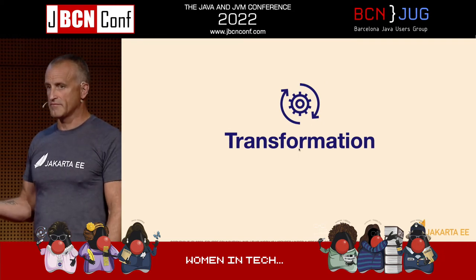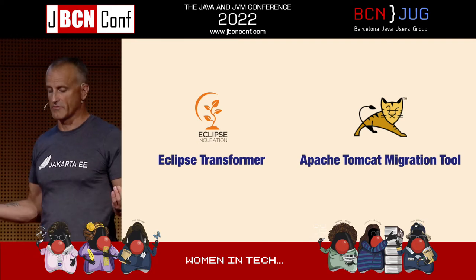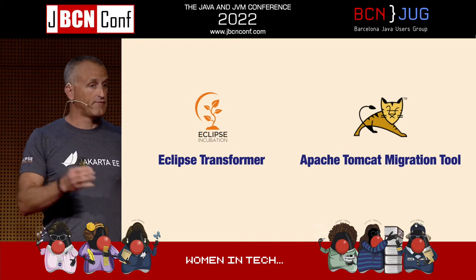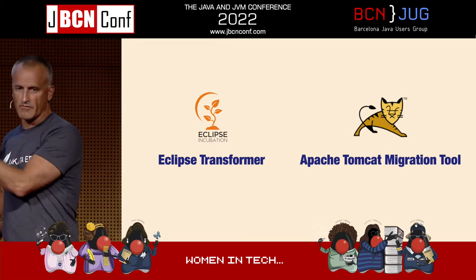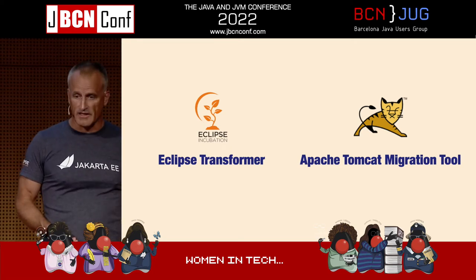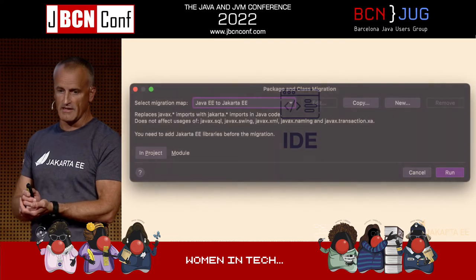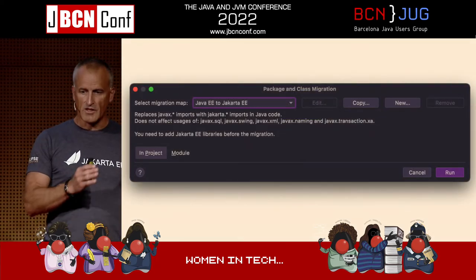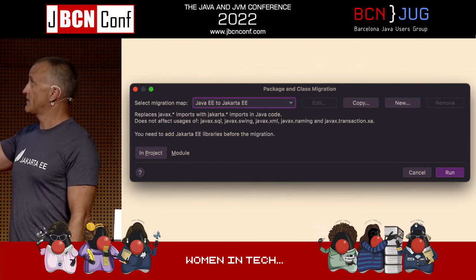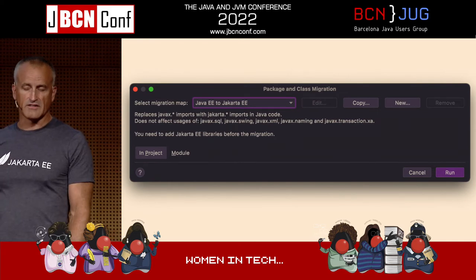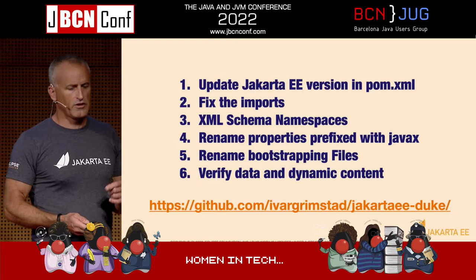You can do the transformation, and there are a couple of tools out there. The Eclipse Transformer and Apache Tomcat Migration Tool are some tools I know about. And these are doing the transformation for you on bytecode level. So you can take your EE8 or javax-based application and just throw it to this tool, and it will produce bytecode with the Jakarta namespace. That's convenient, but it's not so cool as a demo. So you can also use the IDE, and IntelliJ has some good support to migrate from the javax to the Jakarta namespace. And it will take only the classes that you actually need. You can see it doesn't affect the usage of java.sql, java.swing, or the others that are still on the javax namespace. Or you can do it manually.